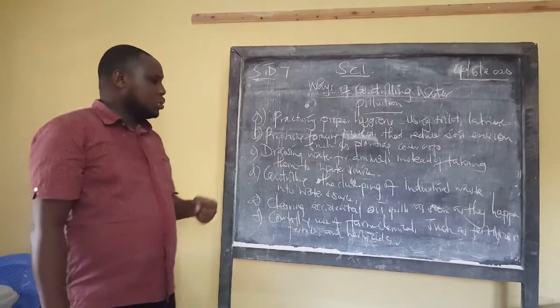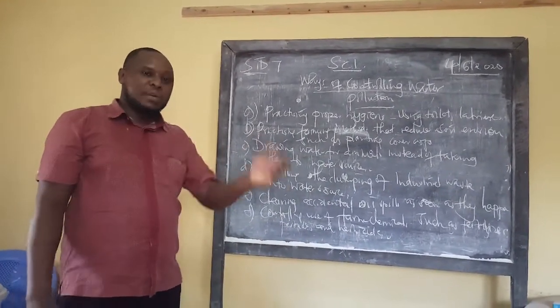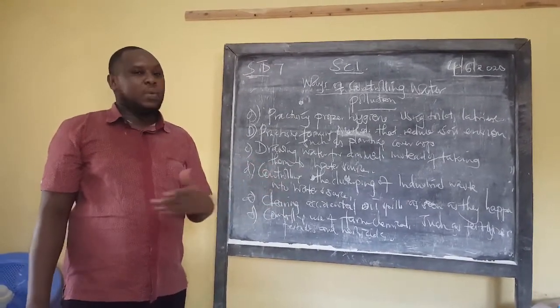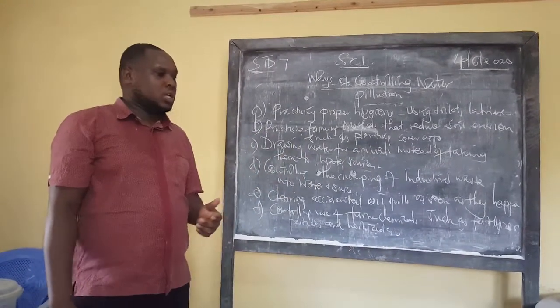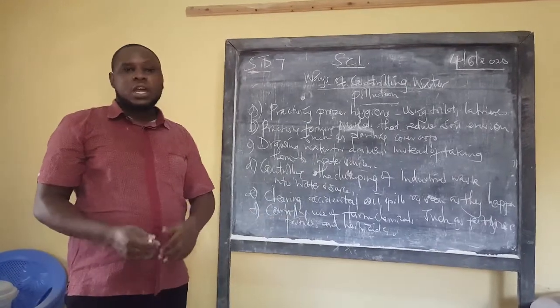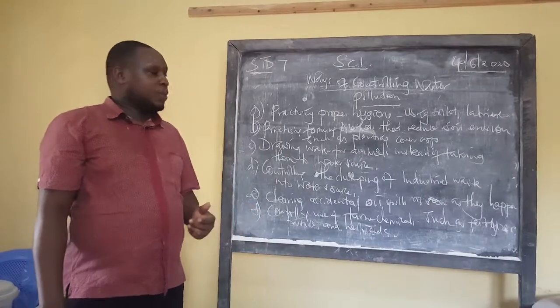And then lastly, controlling the use of farm chemicals. Remember, we said excessive use of farm chemicals may lead to soil becoming loose and being carried away by rainwater into water sources. So you avoid using excess of these. For pesticides and the like, ensure that you use just the required amounts.